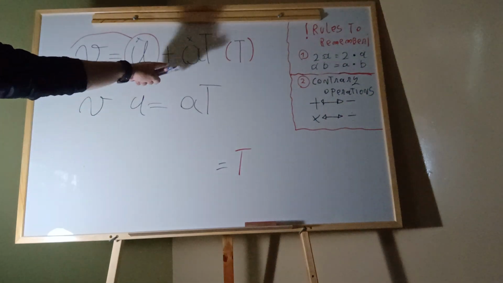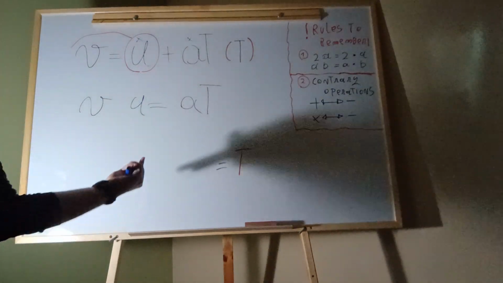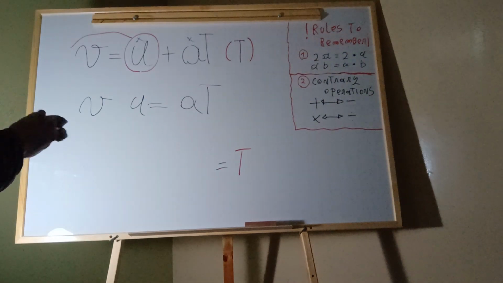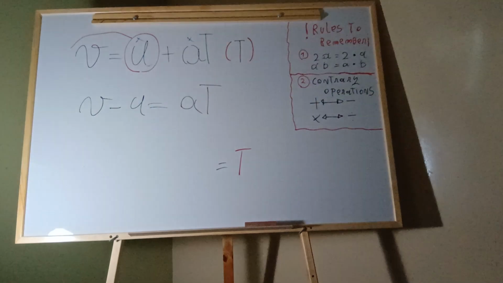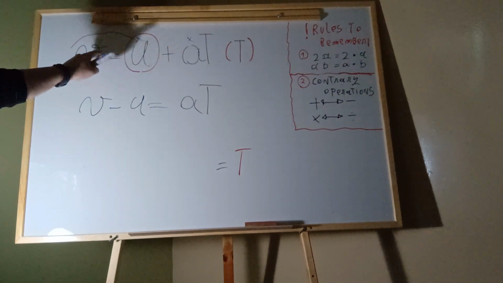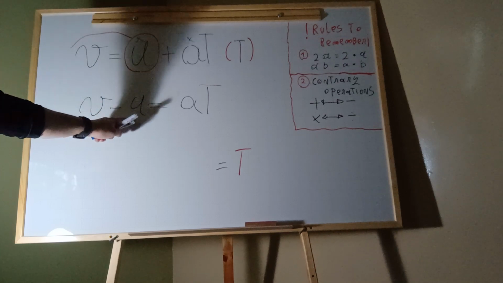Now, the U was summing, right? Was doing a sum. So it will go to a subtraction in this case. After this, we have completed the first step, moving the U to the other side right here.